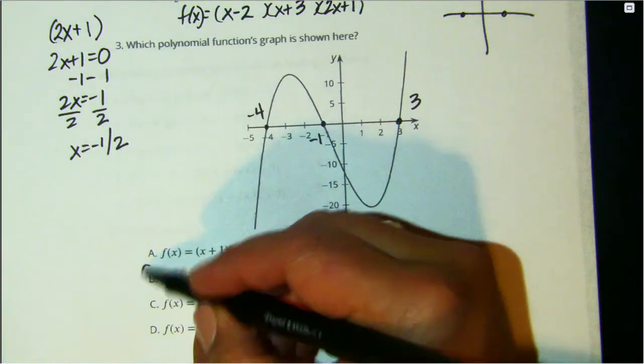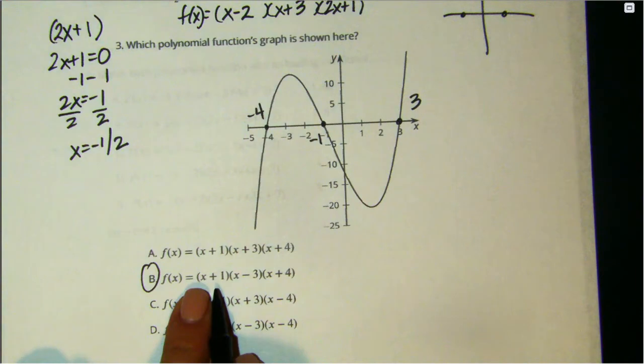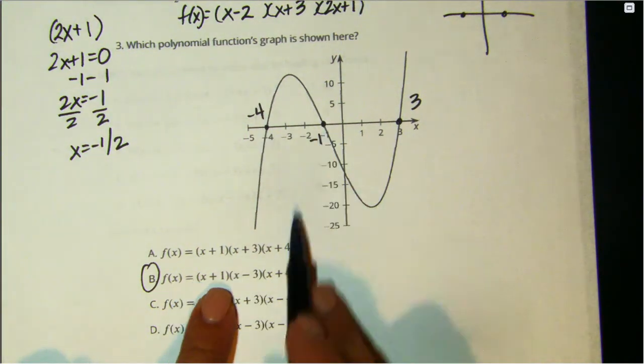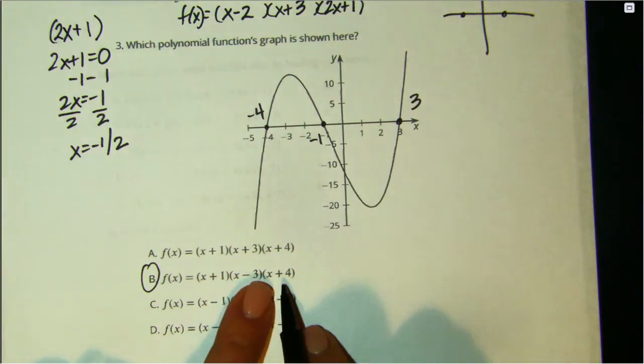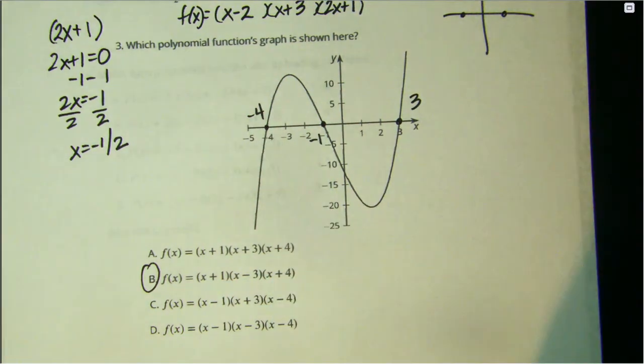There it is. Right? Look, x plus 1 means it touches at negative 1. X minus 3 means it touches at positive 3. X plus 4 means it touches at negative 4.